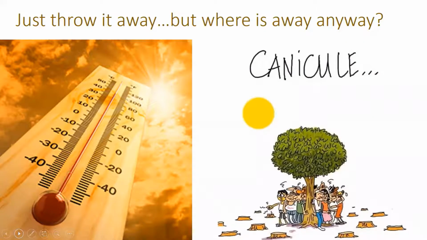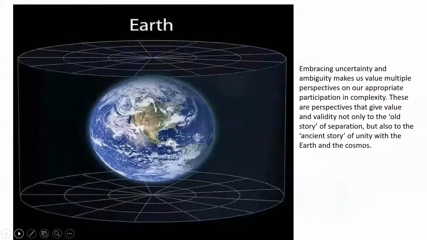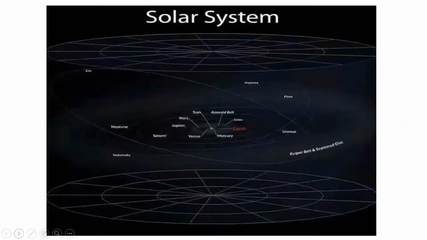And then we don't know what's the cause when we are constantly taking nature away from our environment, and then we're wondering what's going on. The thing is, we also have to embrace uncertainty and ambiguity that gives us multiple perspectives on our appropriate participation in complexity. These perspectives give value and validity not only to the old story of separation, but also to the ancient story of unity with Earth and the cosmos.